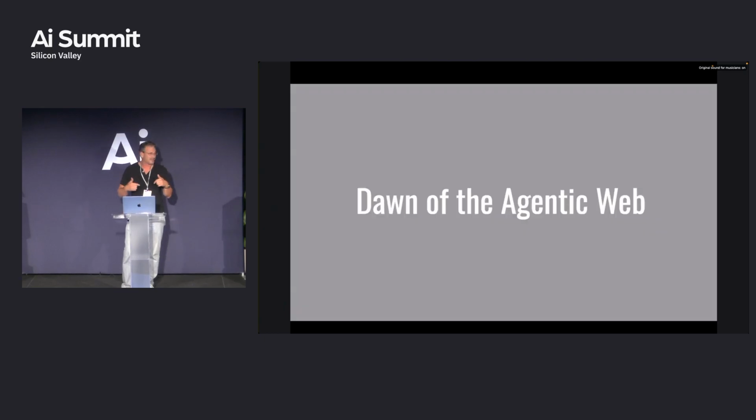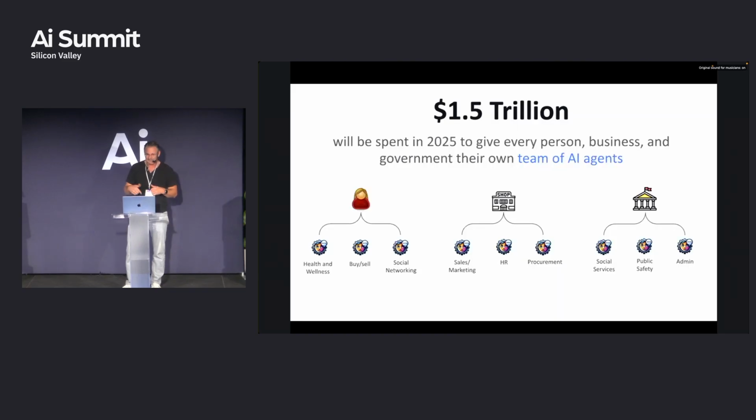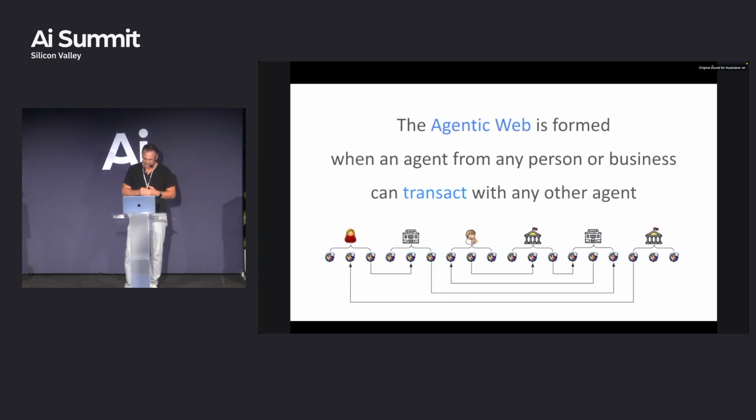And now we're going to talk about the Agentic Web for a few minutes. We're really at the dawn of the Agentic Web right now. $1.5 trillion is spent just this year alone, 2025, building AI for everybody. And one of the key takeaways is it's giving every one of you, every business, every government their own team of agents. And what happens when they all start talking to each other?